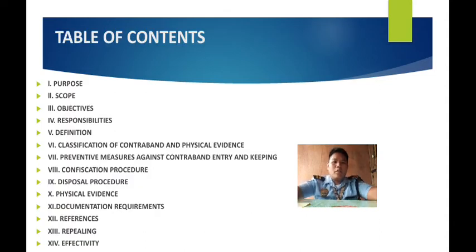It has a table of contents, which are: first, purpose; second, scope; 3, objectives; 4, responsibilities; 5, definition; 6, classification of contraband and physical evidence; 7, preventive measures against contraband entry and keeping; 8, confiscation procedure; 9, disposal procedure; 10, physical evidence; 11, documentation requirements; 12, references; 13, repealing; and last, not the least, effectivity.